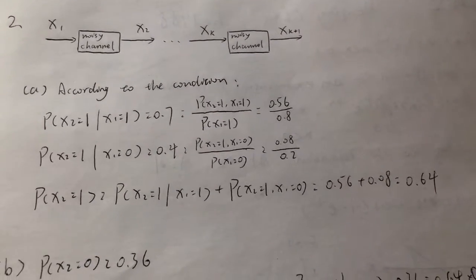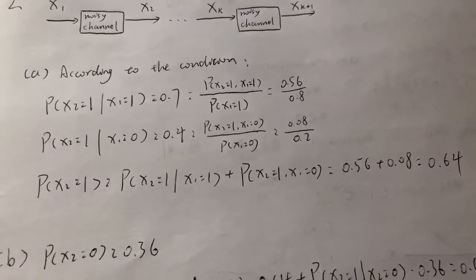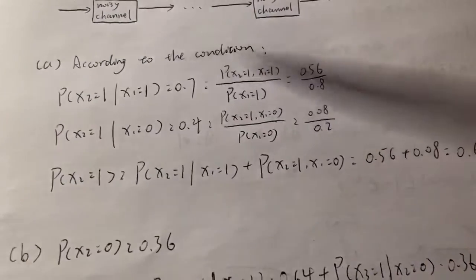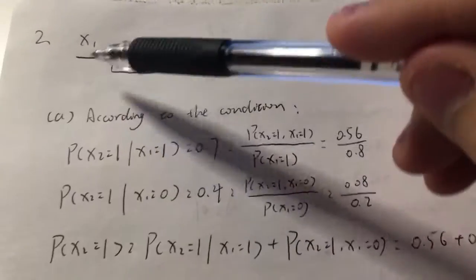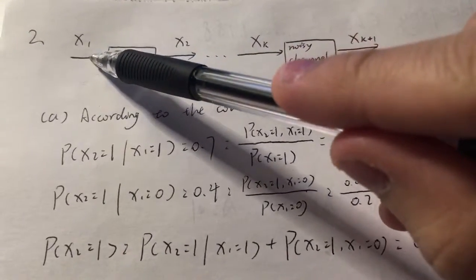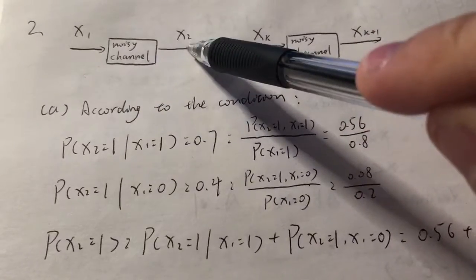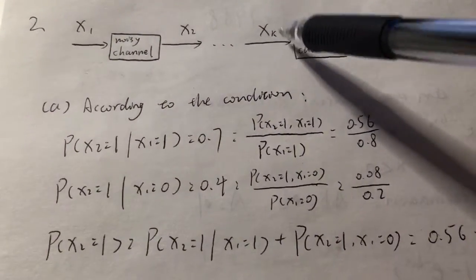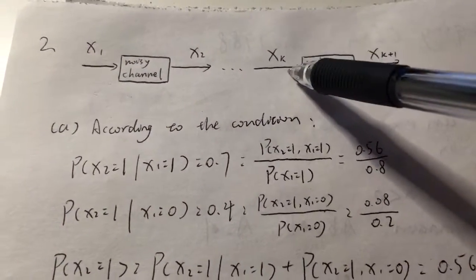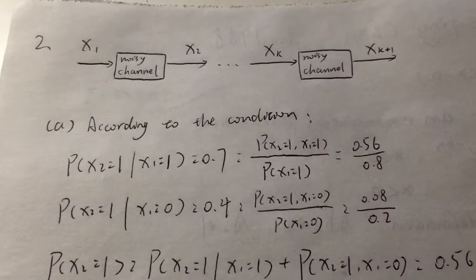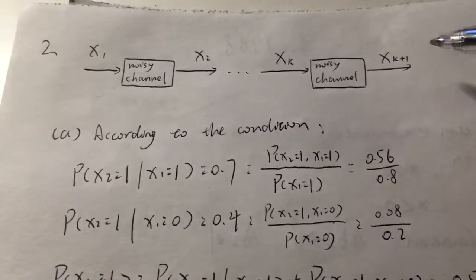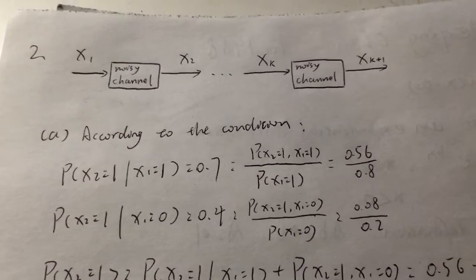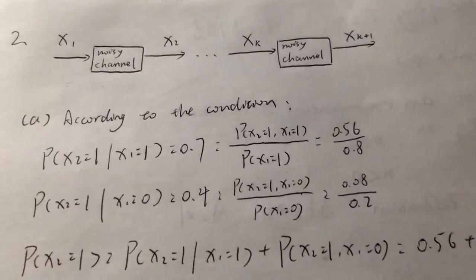Homework 2, problem 1. This question gives us a kind of picture that shows the signal x1, entering the noisy channel to become x2, and finally xk, which is a number that we don't know, enters the noisy channel and becomes xk plus 1. Okay, it has 4 questions.